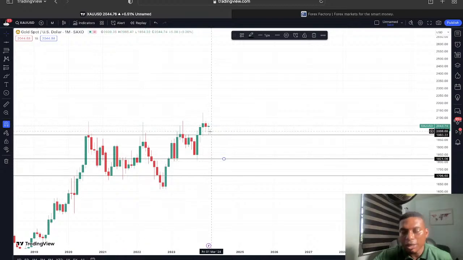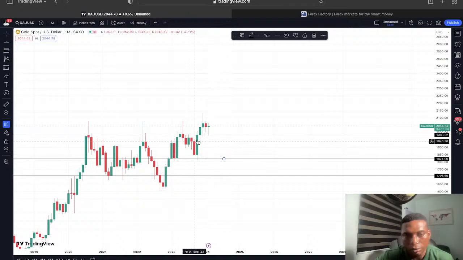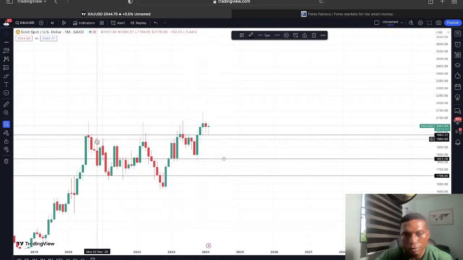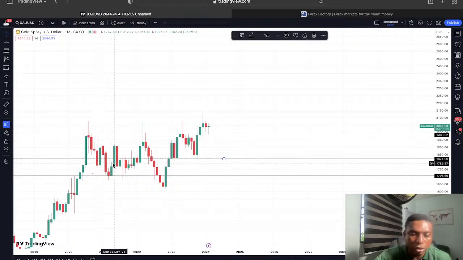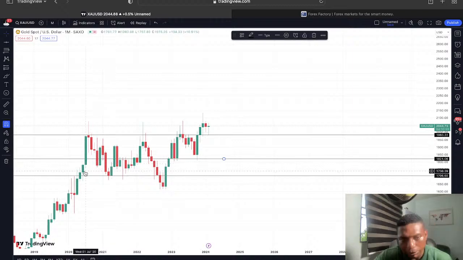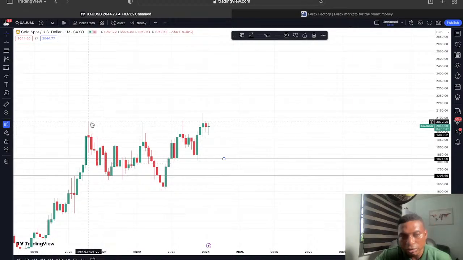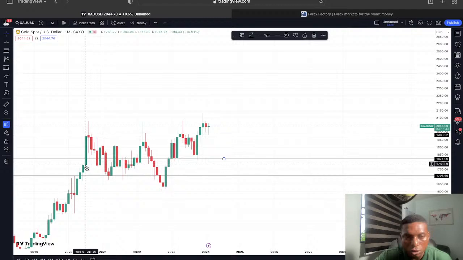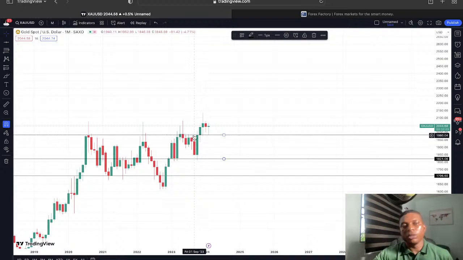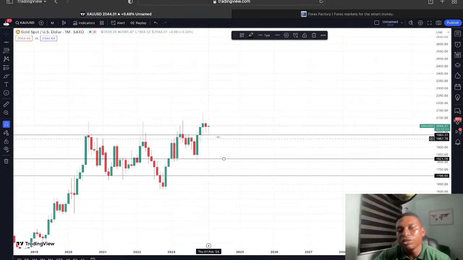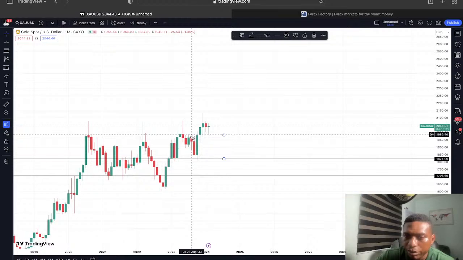And as we can see here, this is the monthly time frame. Okay, thank you very much, George. This is a monthly time frame, and we can see how price goes up to the resistance zone, comes down, goes up, comes down, goes up, and then finally in 2023 there was a breakout of this resistance zone.